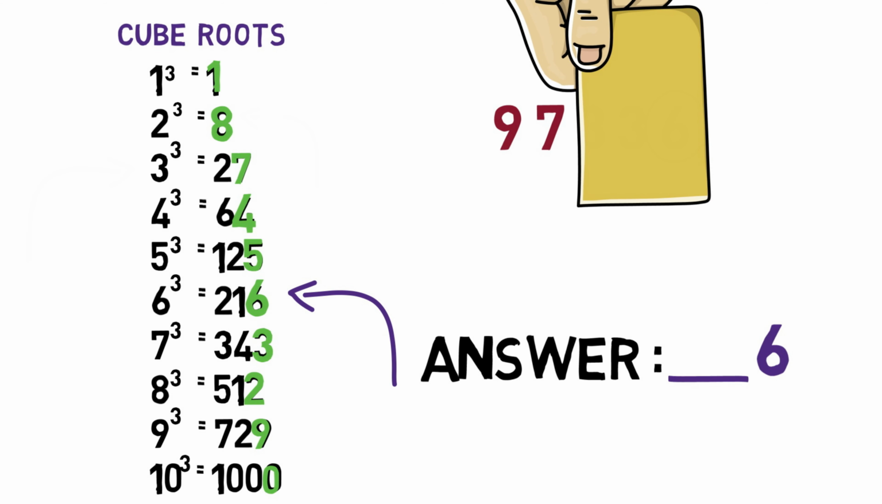Now, we cross out the last 3 digits of the number and are left with 97. We look for the closest, smallest or equal number in our cubes and find 64, which is the cube of 4. Hence, our solution becomes 46.